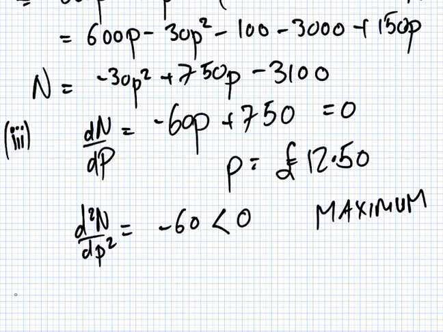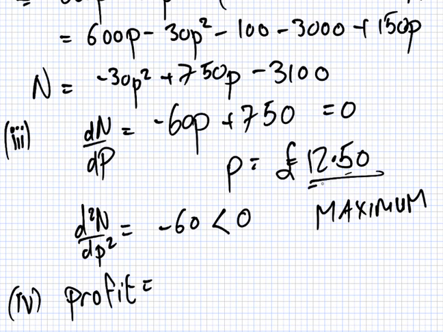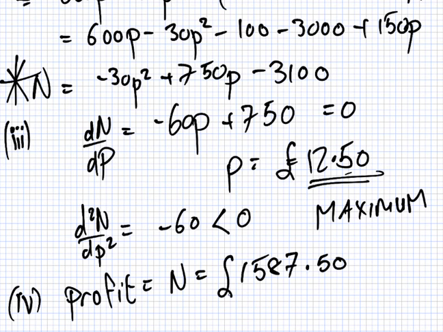And then the last part is they want to know what the profit is. The profit, all we do is we take this answer and we put it back into our formula here for profit. So let's see, minus 30 times 12.50 squared plus 750 times 12.50 minus 3100. So I got for profit, which is the N, 158750. Okay, so that is, what's wrong? It is pounds in this question, yeah.